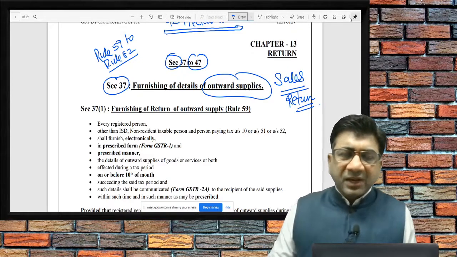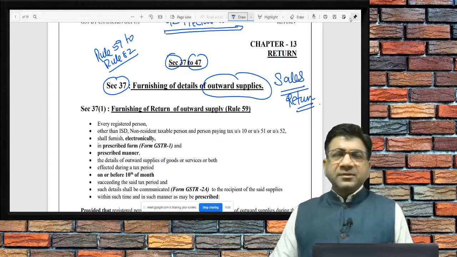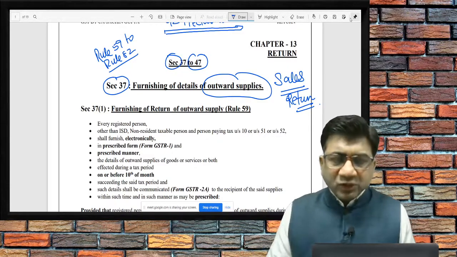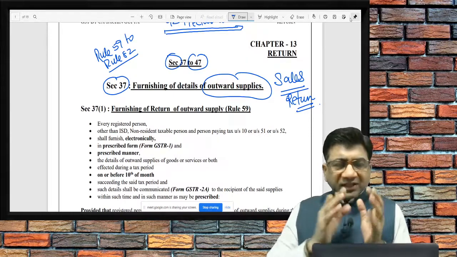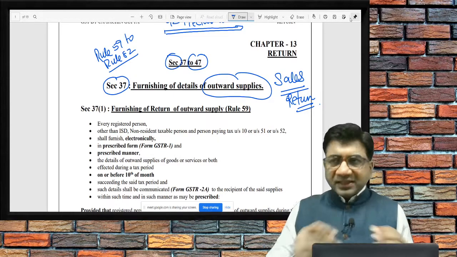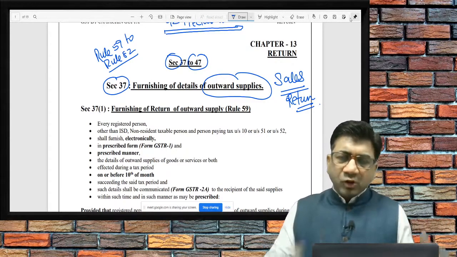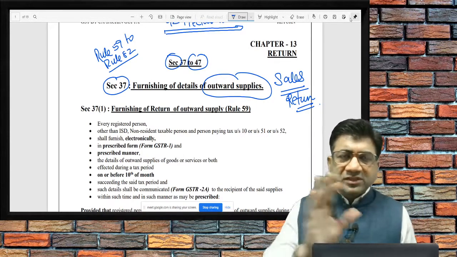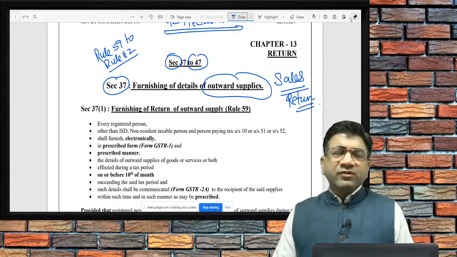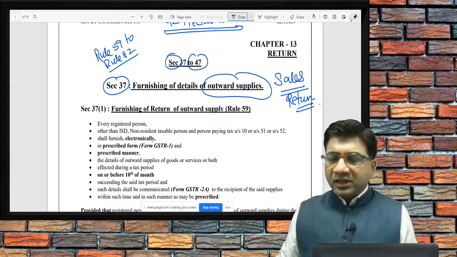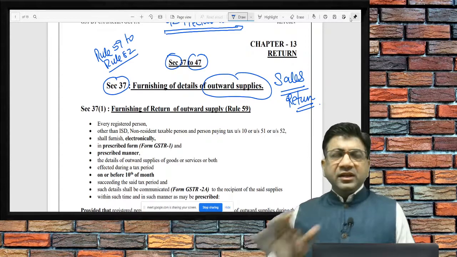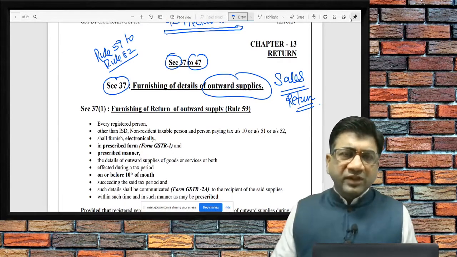A supplier who makes outward supplies issues the invoice. All the details of the invoices are uploaded on the GSTN website. We don't scan the copy of the invoice and upload it on the portal. We only upload the details of the invoices.